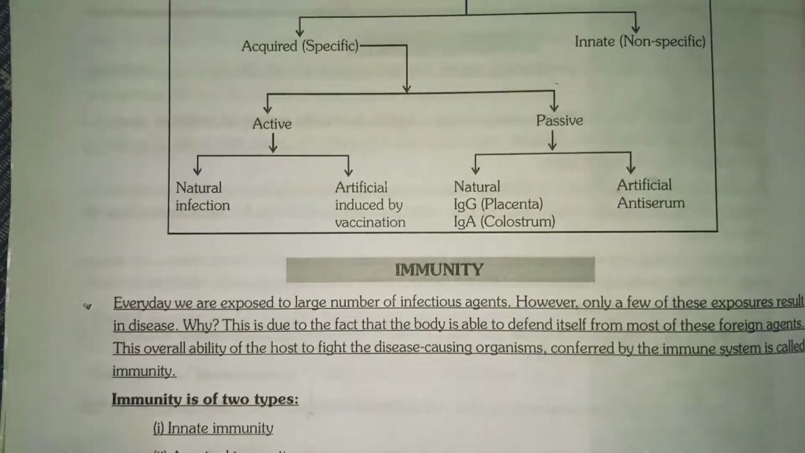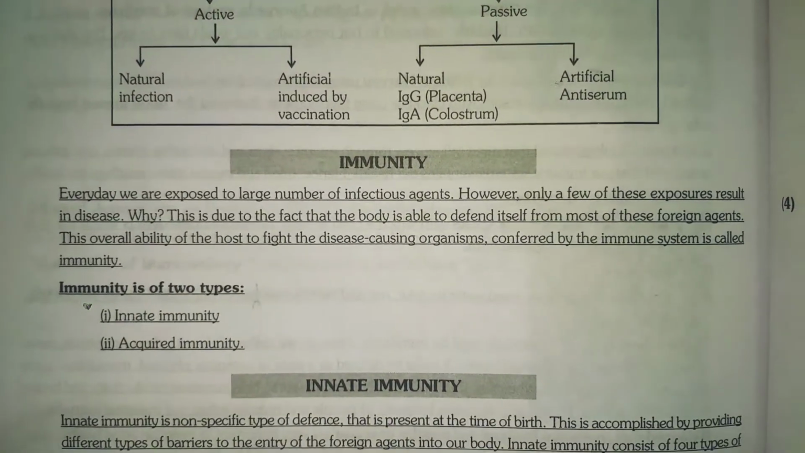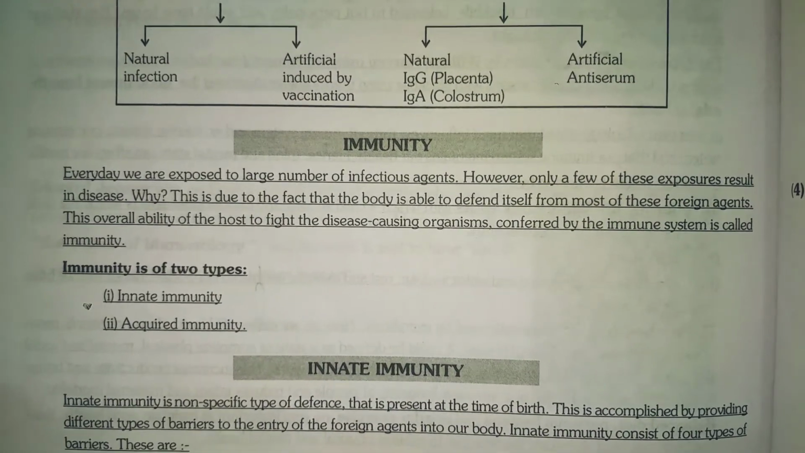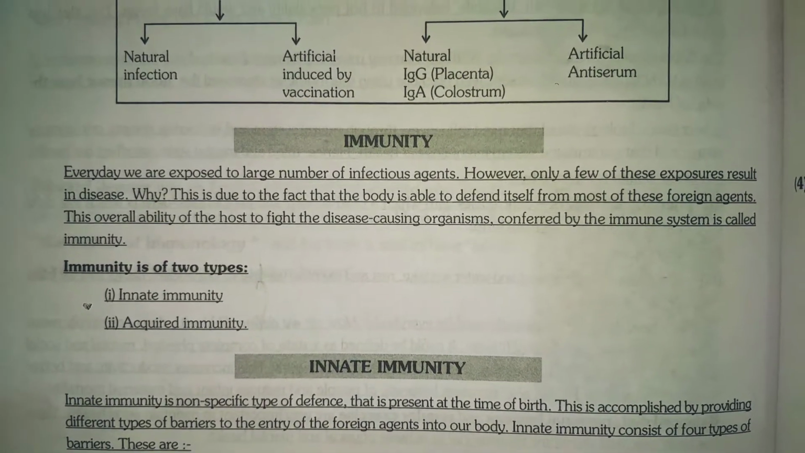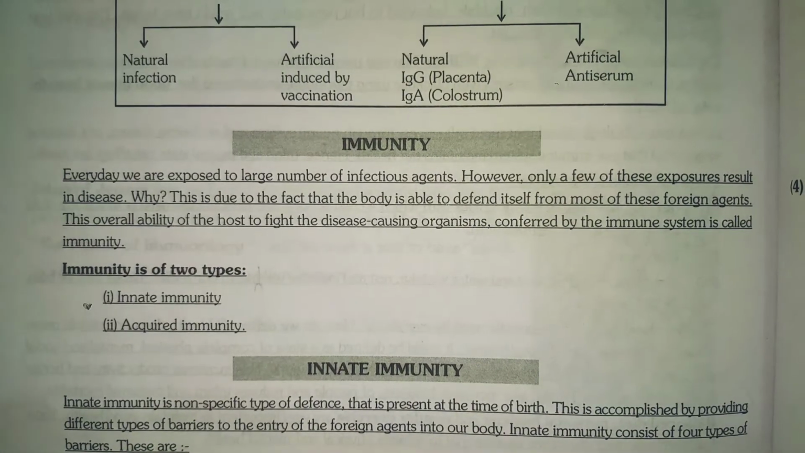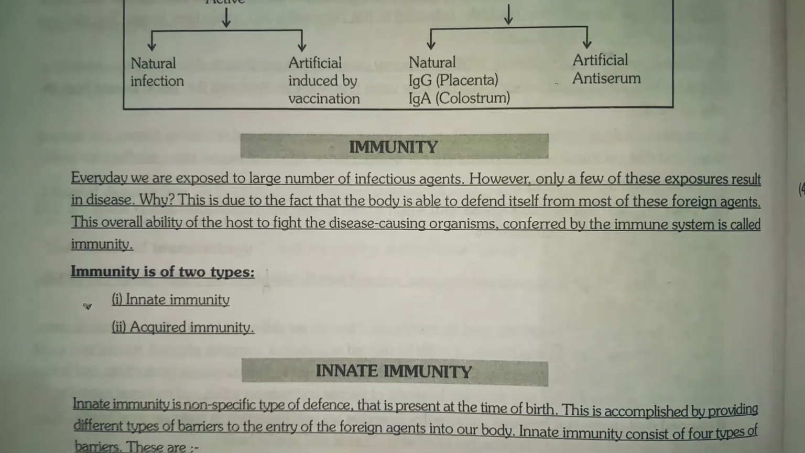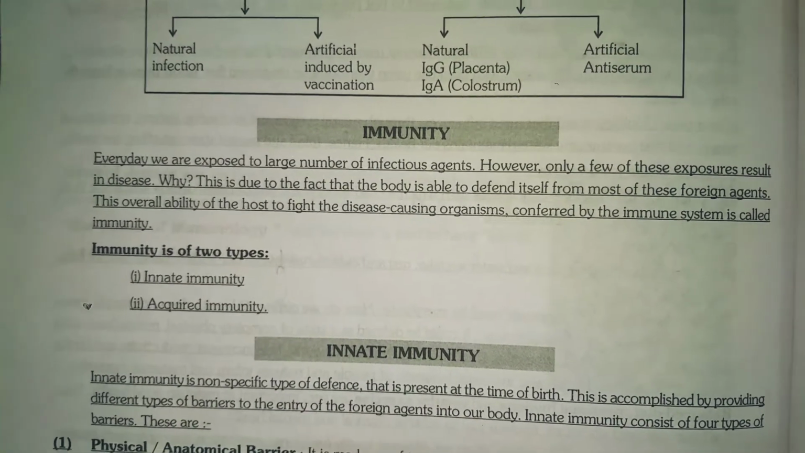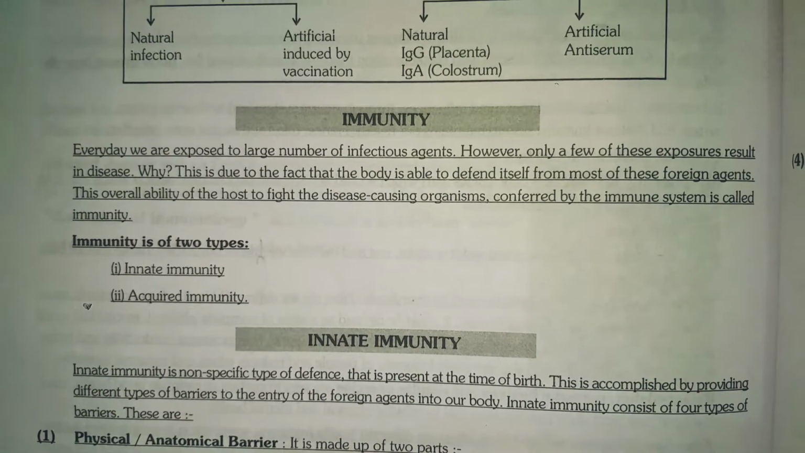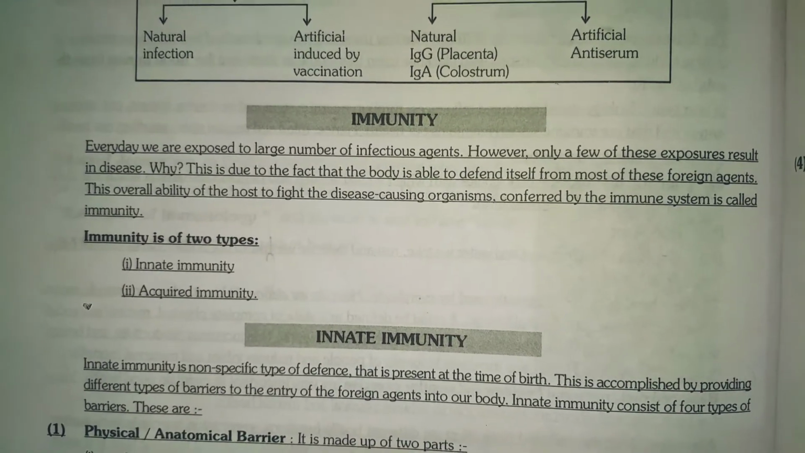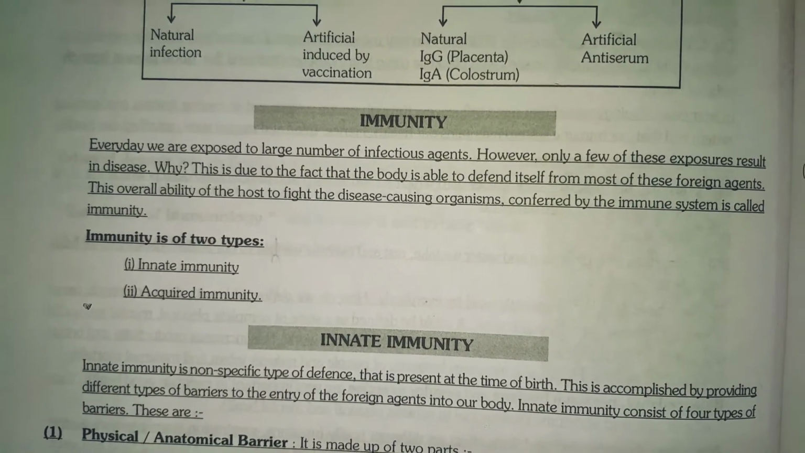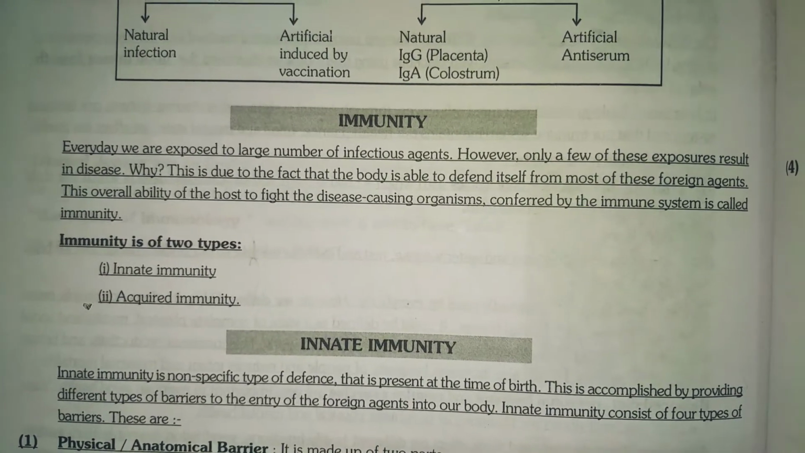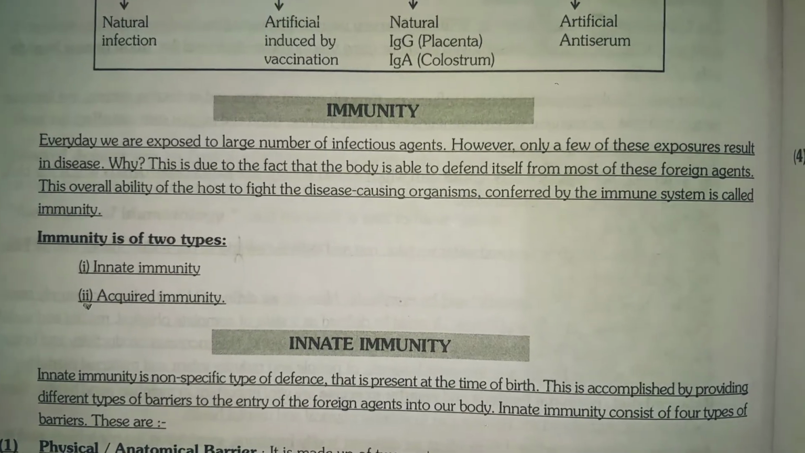Today's topic is immunity. Every day we are exposed to a large number of infectious agents. However, only a few of these exposures result in disease. This is due to the fact that the body has its own defense system that rejects all the foreign bodies and agents. So this ability of the host to fight the disease-causing organism, which is conferred by our immune system, is known as immunity. Now we talk about its types.